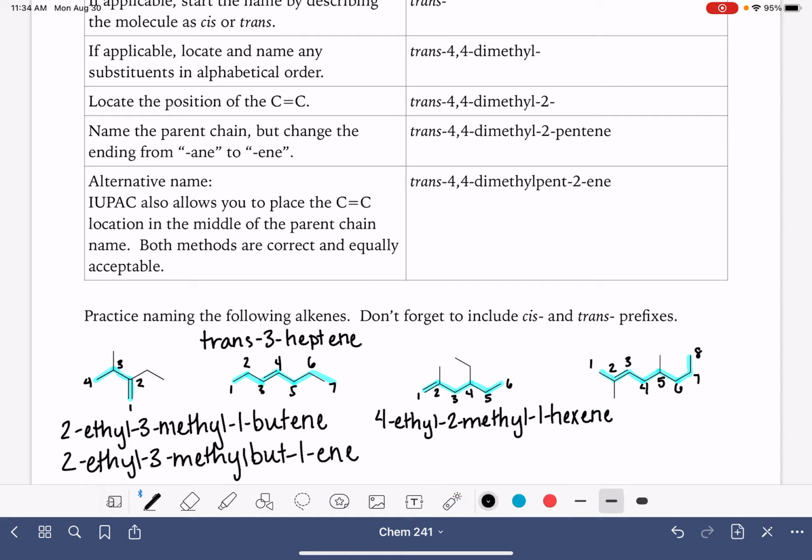So this has 2 substituents on carbon number 2 and also on carbon number 5. They're both methyls, so this is 2,5-dimethyl-2-octene. Again, no stereochemistry because carbon number 2 has 2 identical substituents.